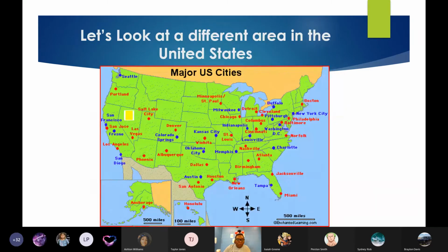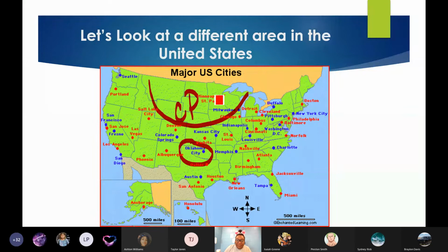Let's compare it with a different area. Let's compare it with Oklahoma City. We see here that Oklahoma City, that's not near an ocean. This is going to be a continental polar air mass that's going to influence Oklahoma City, okay?